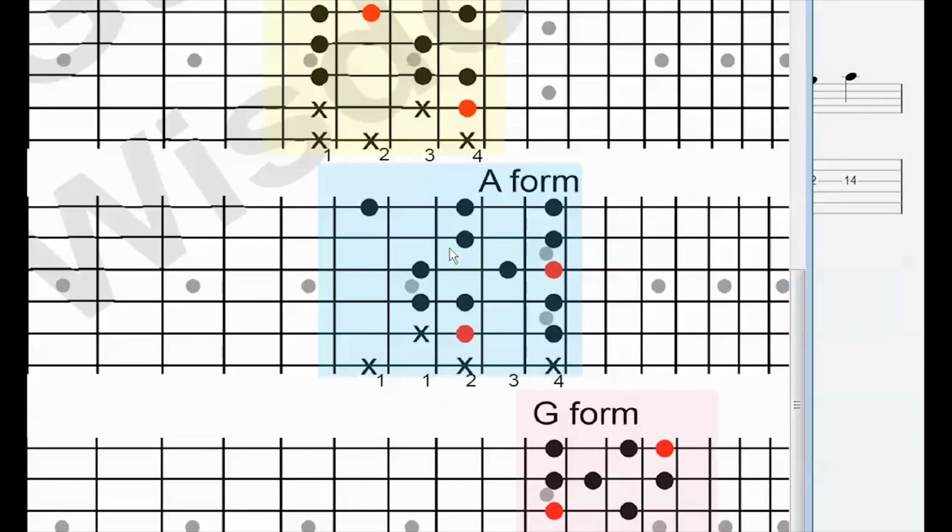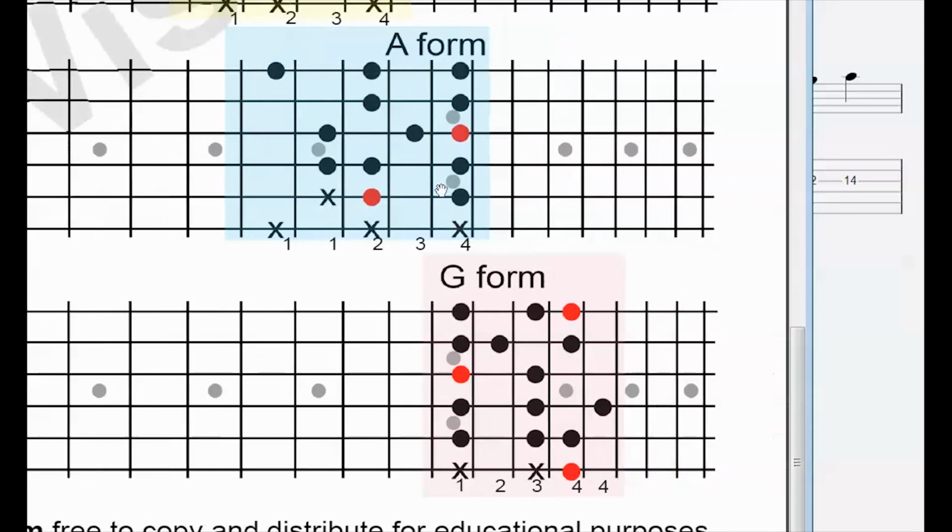Same thing with the A form. Yes, I have notes below in the A form. So there's the root, the seventh, and here's the sixth. There's my first minor root. Here's another one, and actually there's 3 in this form. So those are my 3 minor roots for the A form.